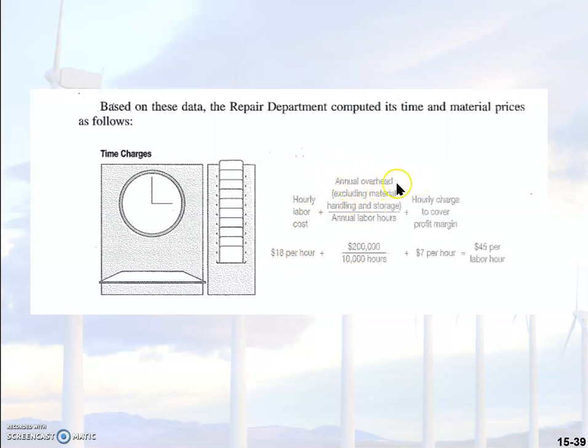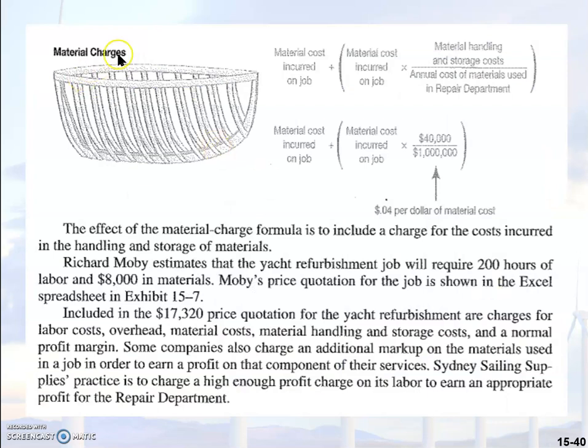So we have the annual overhead, and this annual overhead should exclude the material handling and storage, because material handling and storage is for the materials. So this is the $200,000 divided by annual labor hours of 10,000 hours, plus hourly charge to cover profit margin of $7. So the time charges will be $45 per labor hour, meaning any work done by the labor will be charged at $45. Now let's look at the material charges.